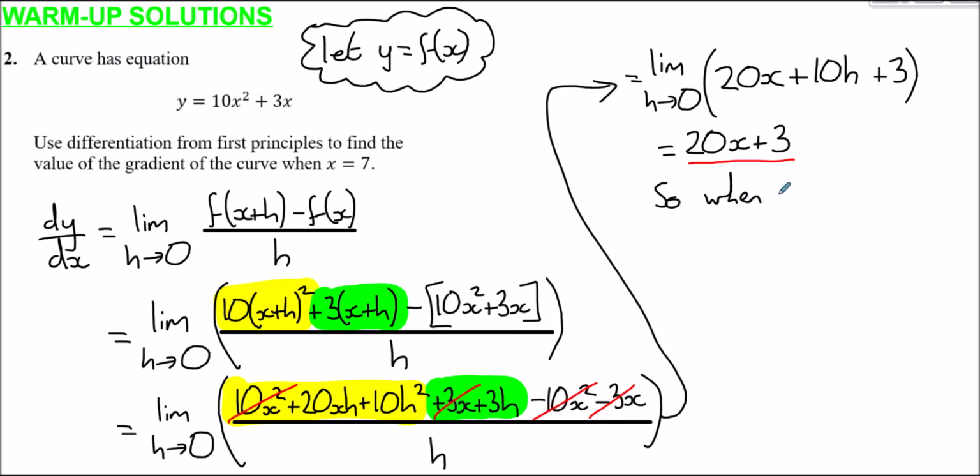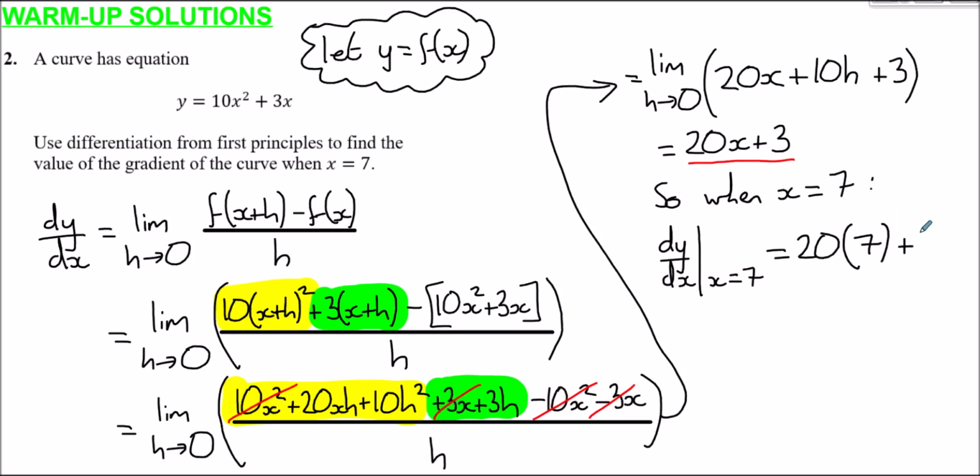So when x equals 7, the gradient. This is optional notation, you don't need to remember this, it's just my way, which is valid, of writing the gradient at a particular value of a variable. So the gradient when x is equal to 7 equals 20 times 7 plus 3, which will just give us 143. That's the second one done.